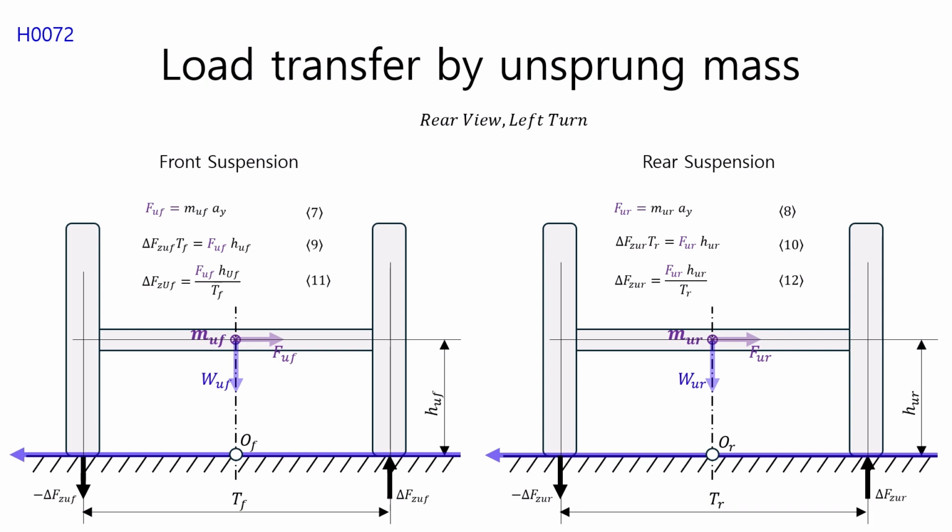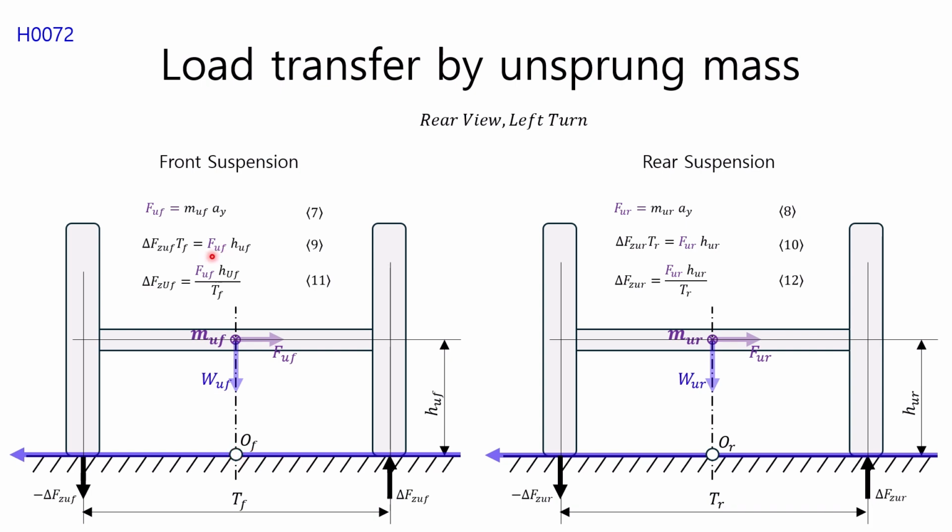Let's find out how to calculate the load transfer of the unsprung mass. Since the lateral force generated by the unsprung mass in the front suspension is generated by the lateral acceleration acting on the front unsprung center of gravity, the front lateral force FUF due to the unsprung mass can be obtained by multiplying the front unsprung mass MUF by the lateral acceleration AY, as shown in equation 7. Again, by multiplying this by the height HUF of the front unsprung center of gravity, the moment due to the front unsprung mass about the road contact point OF can be expressed as shown in the right side of equation 9.